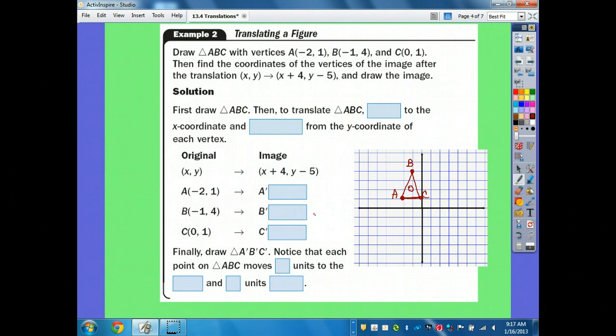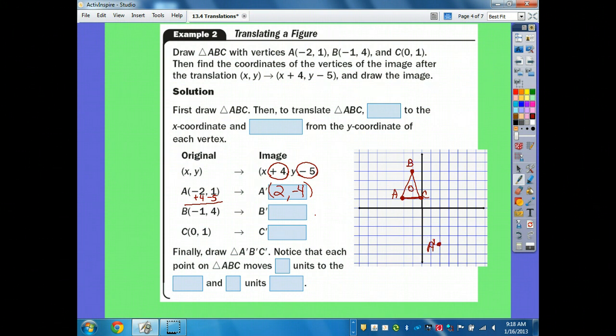Now let's translate it. They want us to plus 4 and minus 5. So I could go over to my images here and I could go plus 4 minus 5. And what would my new image be? What's a negative 2 and a positive 4? 2. And what is 1 and a negative 5? Negative 4. So my new A will be at 2, negative 4. 2, 1, 2, 3, 4. Negative 4. Here's my new translated A. So we can do it that way to find all my points.